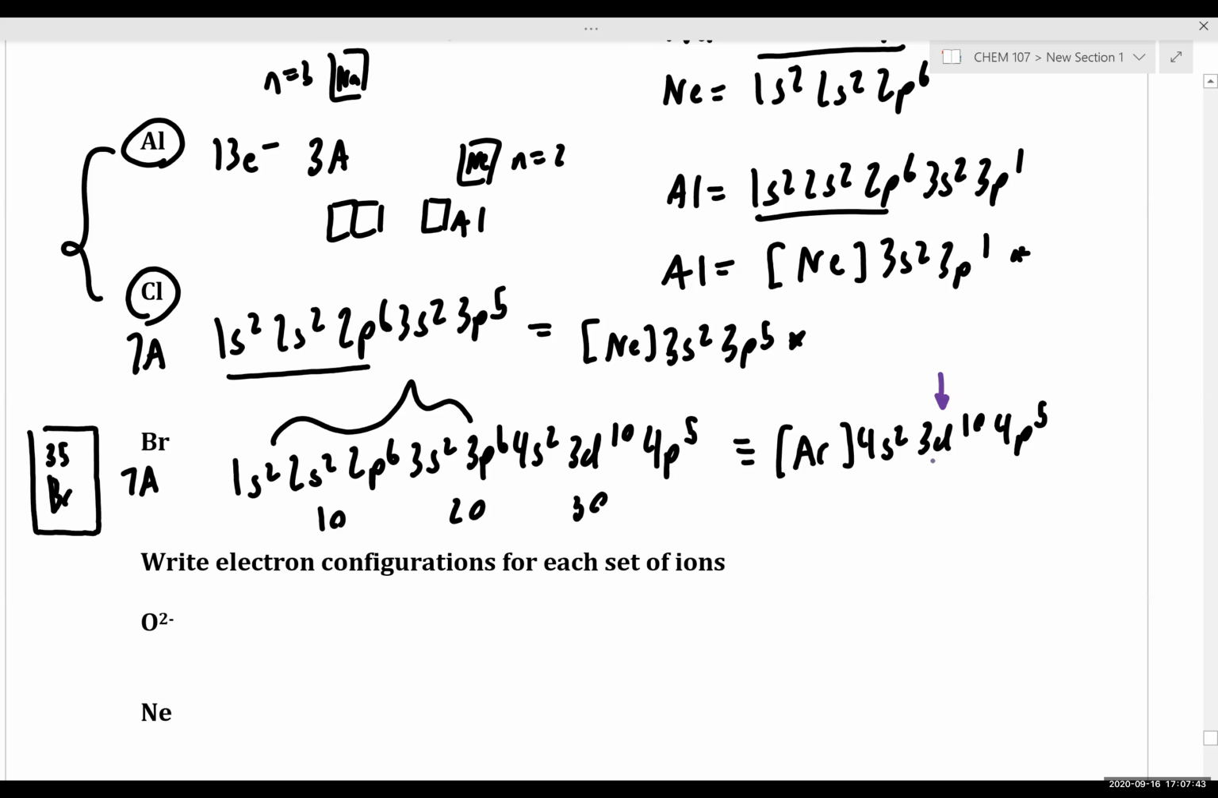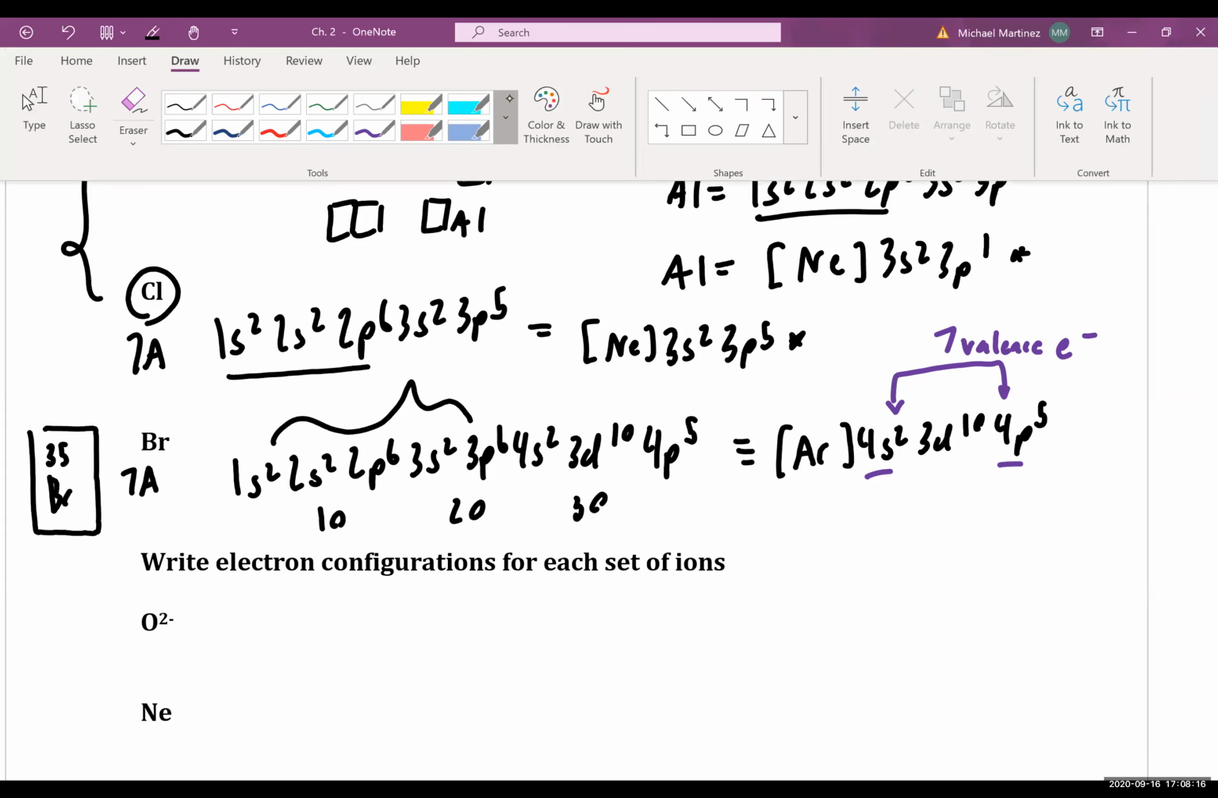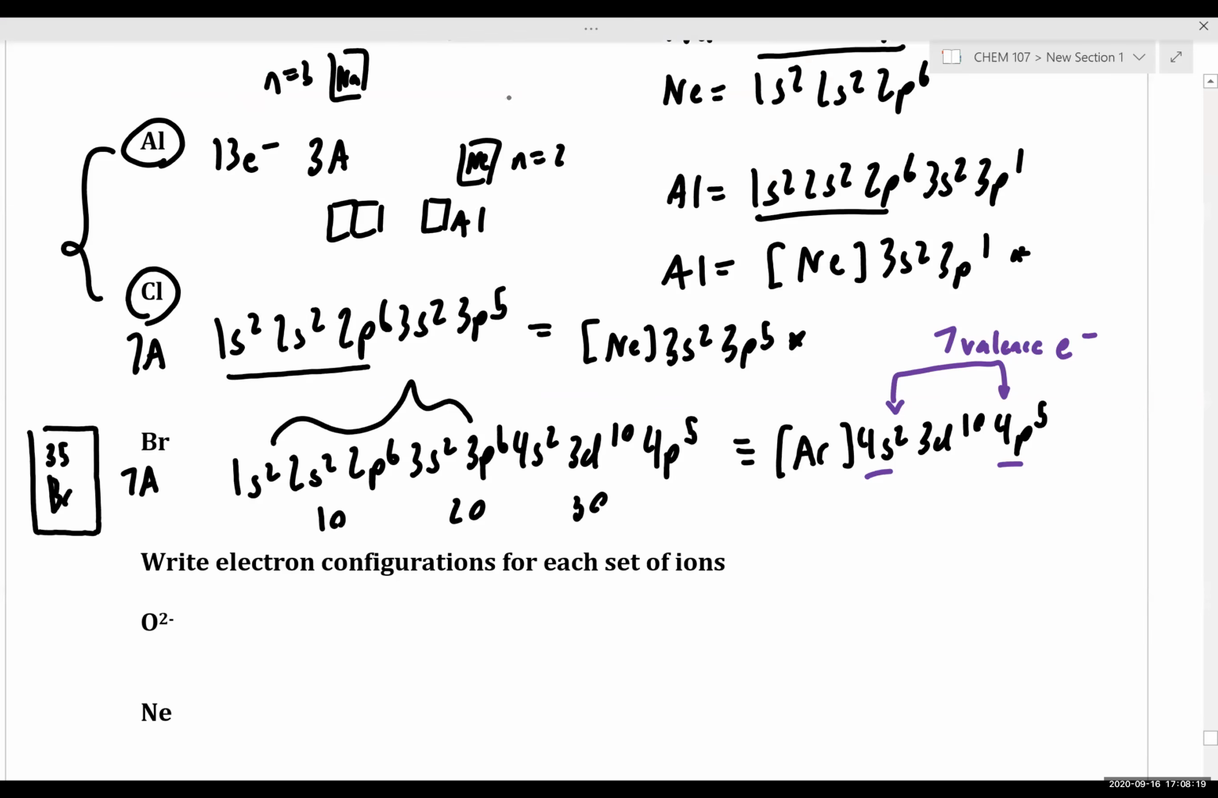Further, which of these electrons are valence? Which of these electrons are in the outermost orbital with the largest n value? 4s2 and 4p5. Yep, exactly right. And if we add up our valence electrons, we see that we have 7 valence electrons. These 3d electrons are core electrons, and they aren't as accessible for chemical reactions. Does that make sense to everyone? Any questions on this example?